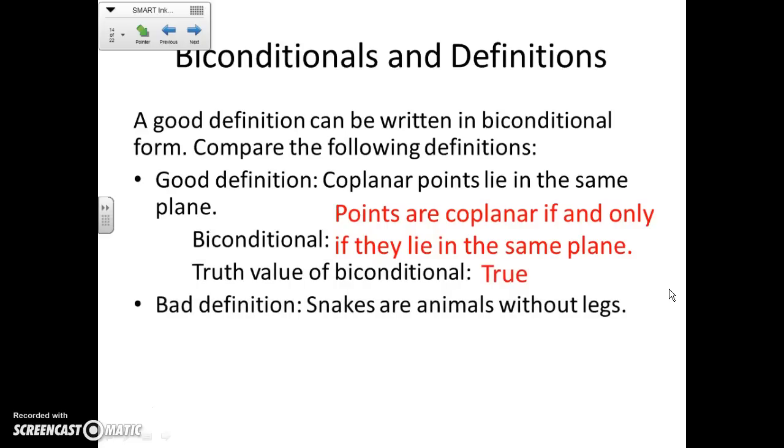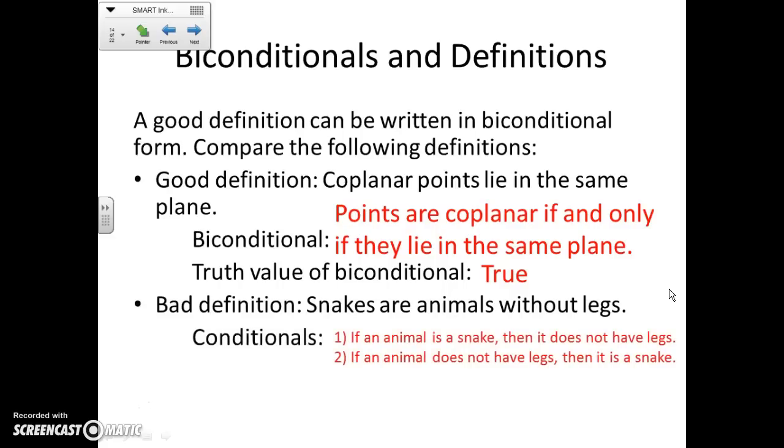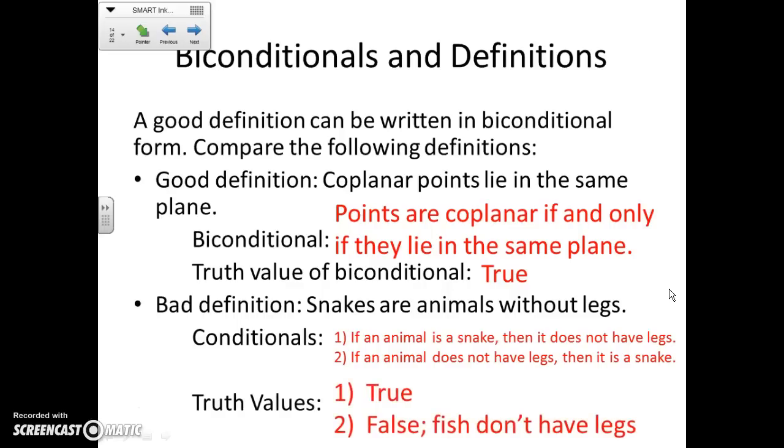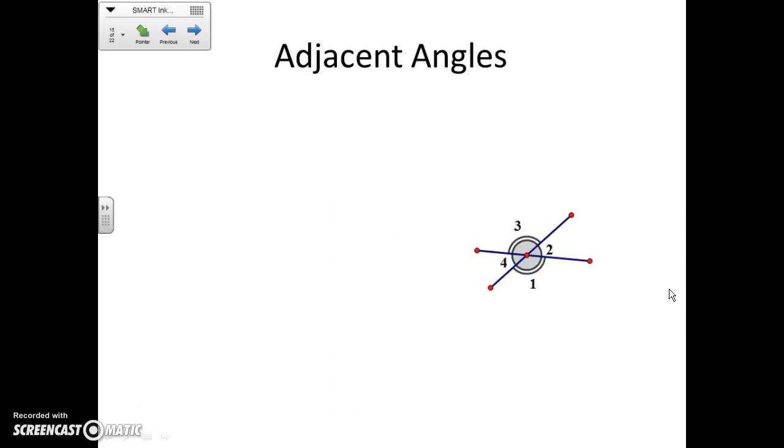A bad definition will not work as a biconditional. Snakes are animals without legs. Well, my two conditionals: one, if an animal is a snake, then it does not have legs. Well, that's true. But two, if an animal does not have legs, then it is a snake. That is false because fish don't have legs, but they're still animals. So that would be a bad definition. It's impossible to write as a biconditional.